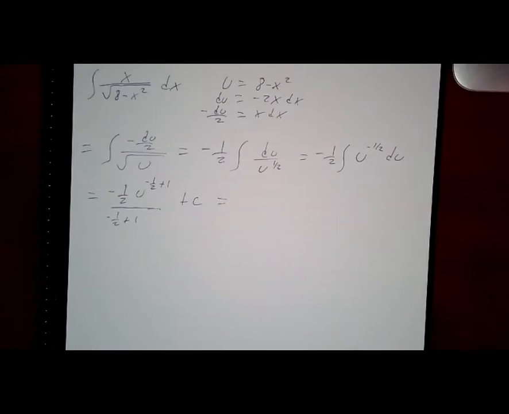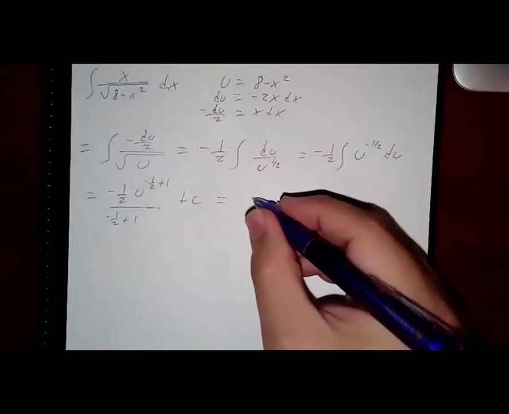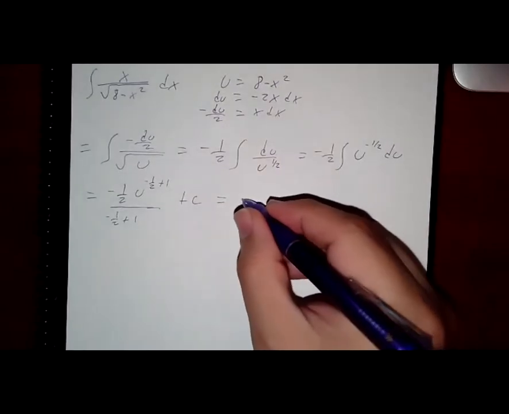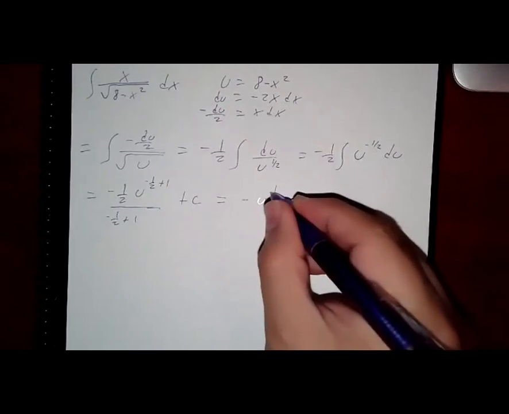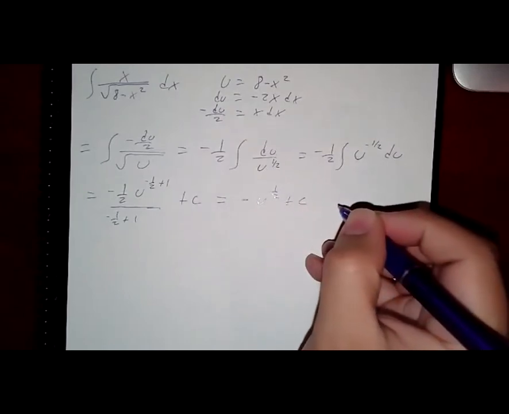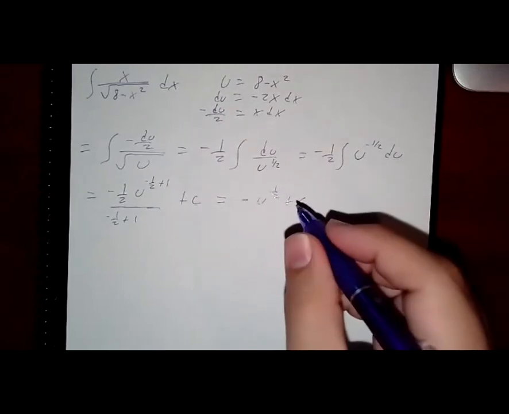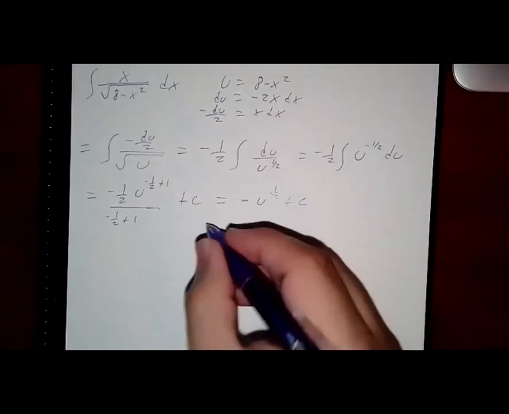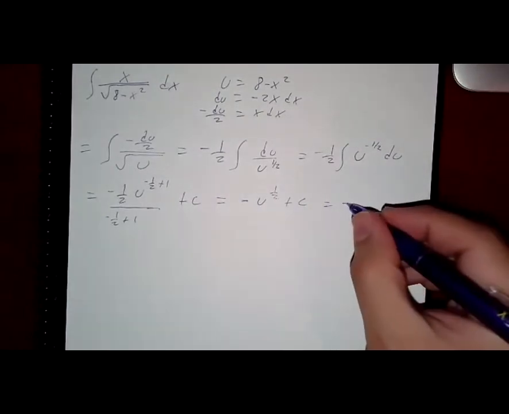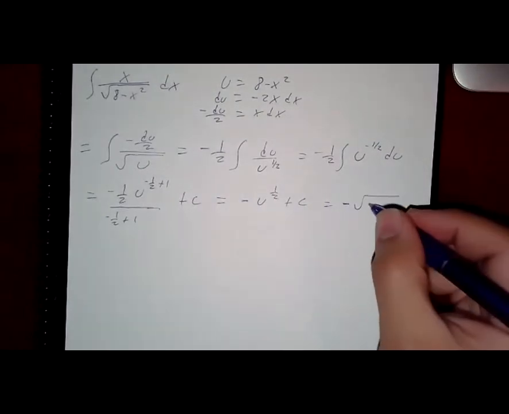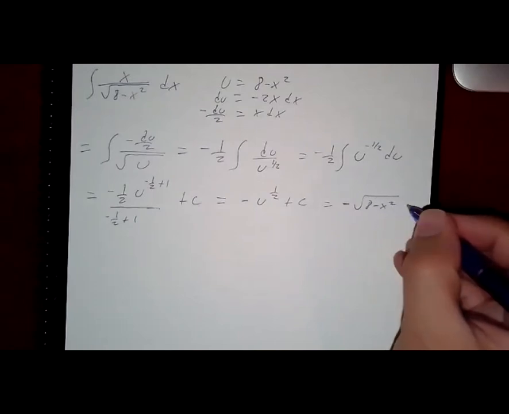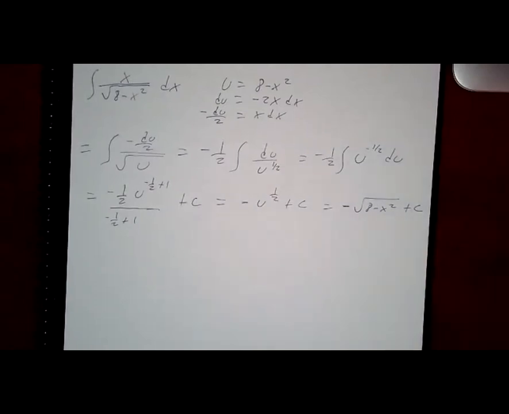So at that point, you'd get what? Negative u to the 1/2 plus c, which is negative square root of 8 minus x squared plus c. You should get this.